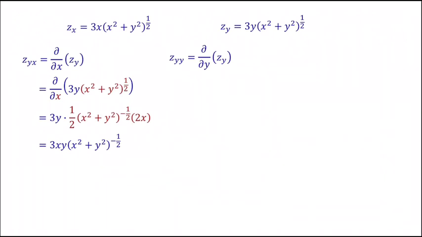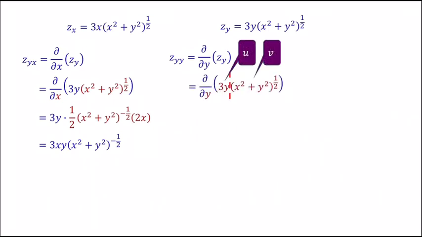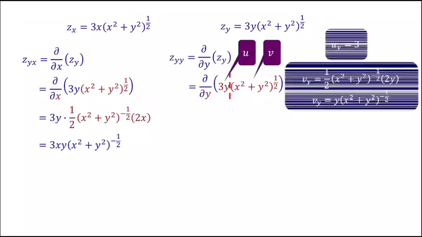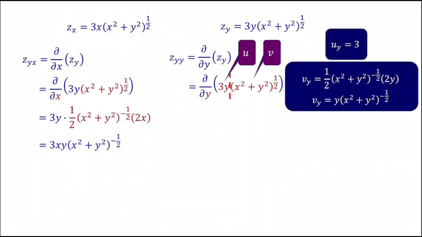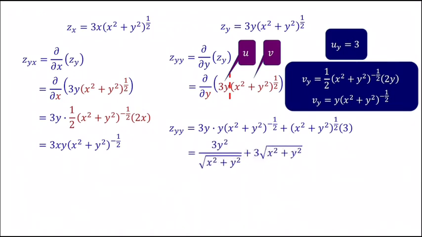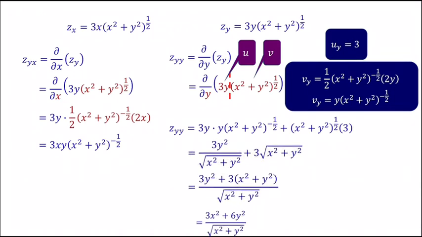Z sub double y means the partial derivative of z sub y with respect to y. We have to use the product rule where u equals 3y and v equals x squared plus y squared to the power of 1 over 2. Then find u sub y and v sub y. After that, substitute into the product rule formula, then simplify to find the answer.